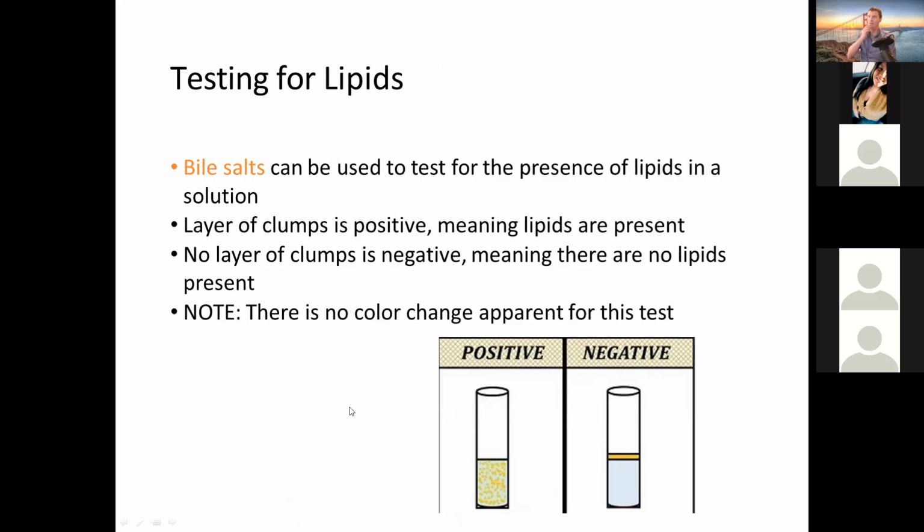For lipids, we use bile salts. Bile salts can be used to test for the presence of lipids in a solution. If a layer of clumps is positive, this means that lipids are present. If there's no layer of clumps, then it's negative, meaning there are no lipids present. Note that there's no color change here. You're just looking for the presence of clumps. A positive test will show these little clumps, and a negative test will show this clear sample.